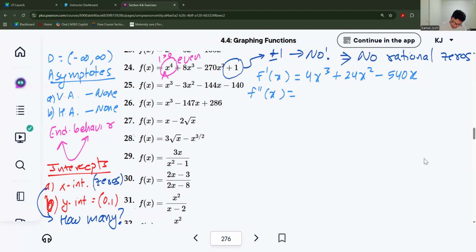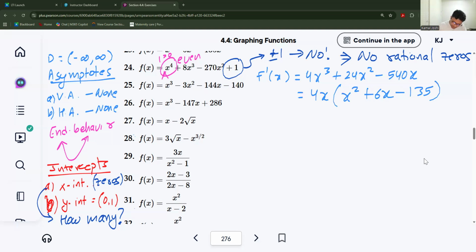Actually, I don't know if we can drag this down. Let me erase it. Sorry about that. Let me factor the first derivative a little bit, it will be useful later. Because I can see that 4 is a common factor and x is a common factor, that will be 4x times (x squared plus 6x minus 135). That will be the factoring there.